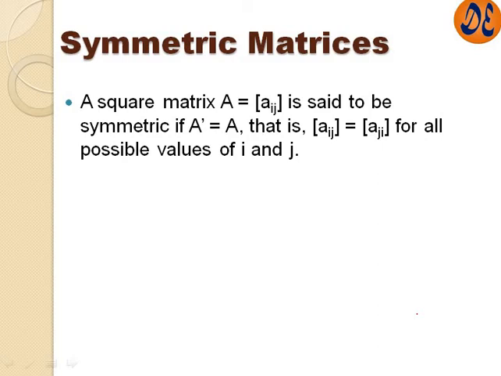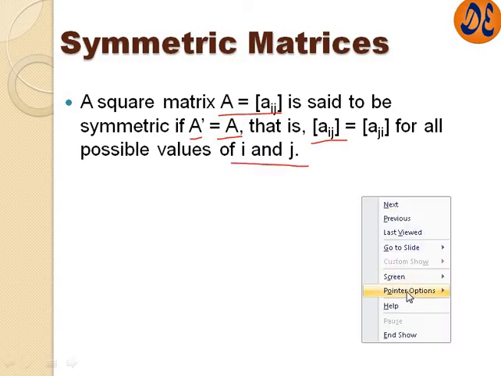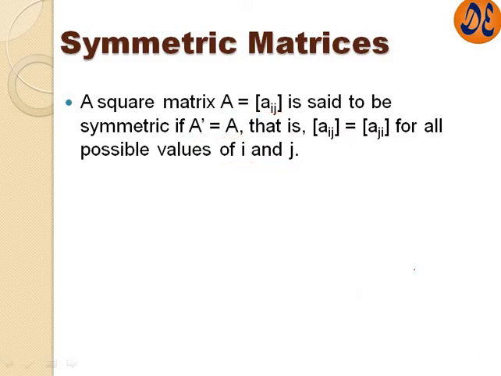Now, any square matrix A is said to be symmetric if the transpose of A is equal to A. That means the matrix A and its transpose are equal, then it will be known as a symmetric matrix. In other words, we can say if the element ij is equal to the element ji for all possible values of i and j, then the matrix A will be known as a symmetric matrix. So let us see an example here.